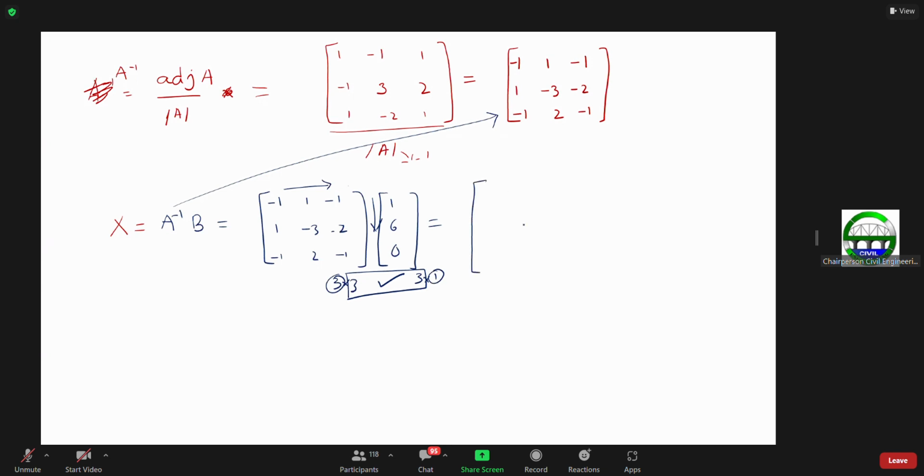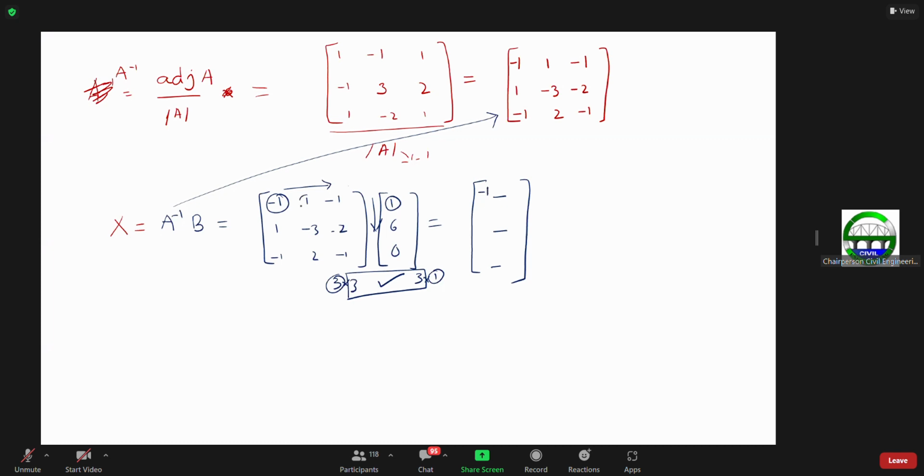So the answer will be a 3 rows and 1 column matrix, right? So let's try to multiply. Minus 1 into this one, plus this into this one, plus this into this one. So minus 1 multiplied by this, minus 1 this and this one. You guys got it? So minus 1 multiplied by 1 will be equal to minus 1, right?